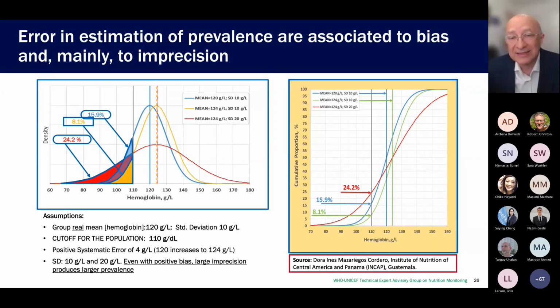But the main problem is not the bias of the machine. The main problem is the variation of the methodology, which is the red curve. Even when the machine has a positive bias, the variation is larger. In this case, instead of a standard deviation of 10 grams per liter, it is 20. We are going to overestimate the prevalence of anemia from 16 to 24. And that is exactly what is happening in the comparisons of using finger-prick blood instead of venous blood in the field. Next slide, please.